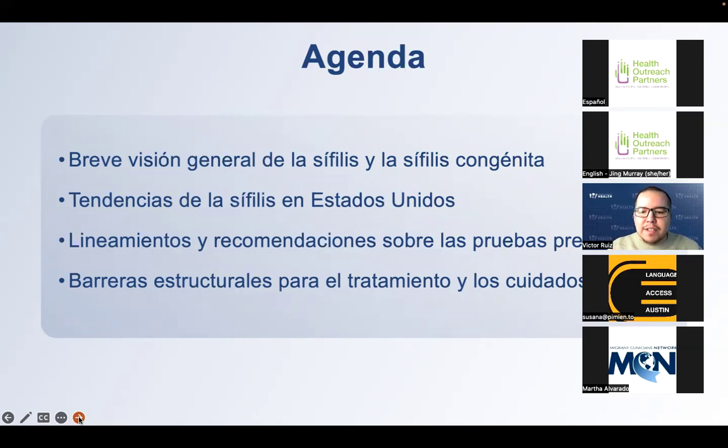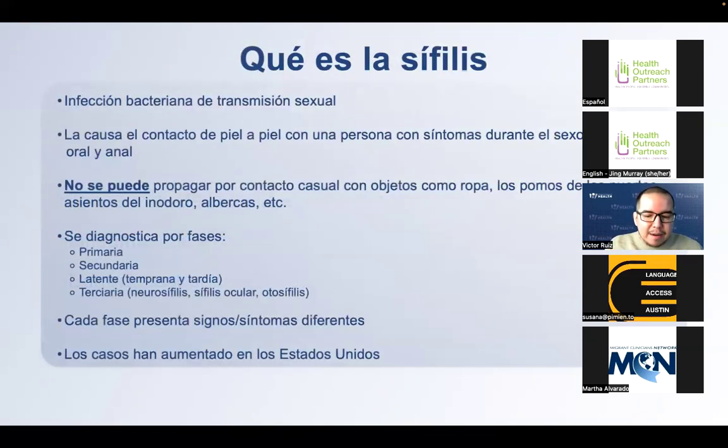I'm going to go over this slide. What is syphilis? I want to also keep in mind that this is just a brief overview of syphilis. In the next webinar, we are actually going to go more in depth into each stage of syphilis and the treatment guidelines, and further details with congenital syphilis.